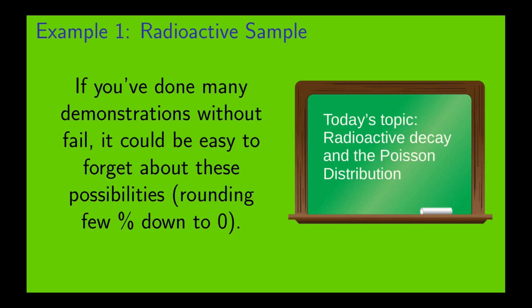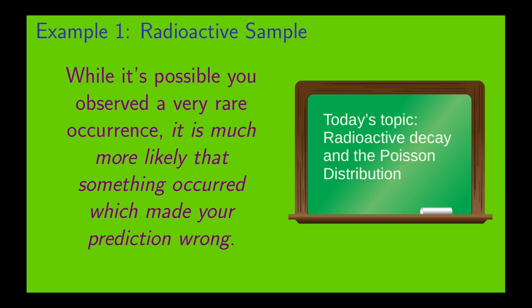We said that you thought the probability of a problem arising with a particular demo to be a few percent. So here, if you've had a lot of successful demos, it's not hard to round those few percent down to 0. So while it's possible that you observed a very rare occurrence, it is much more likely that something occurred to make your prediction wrong.